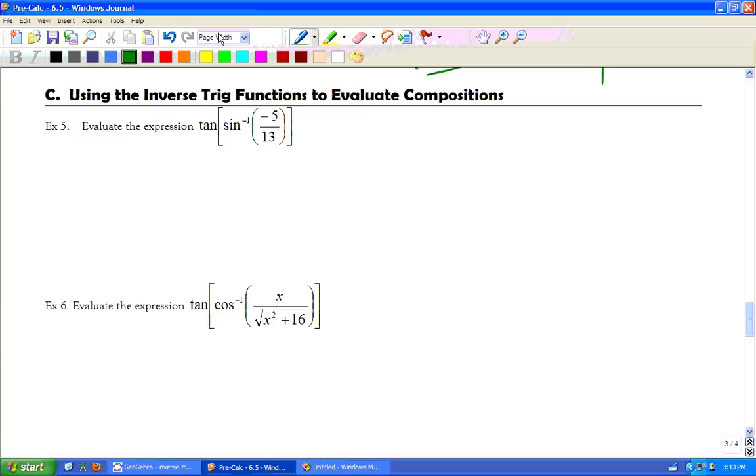Greetings, pre-calc students. We're going to continue our examination of inverse trig functions with one of the things that a lot of times people can get confused about, which are compositions. So we're going to go over a couple different examples.